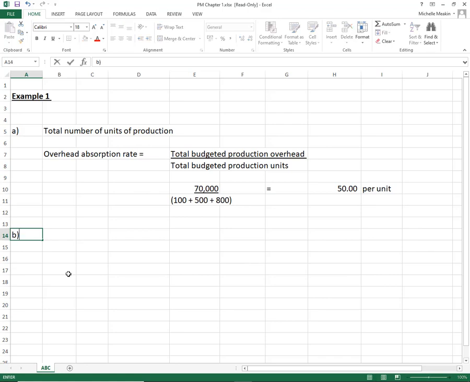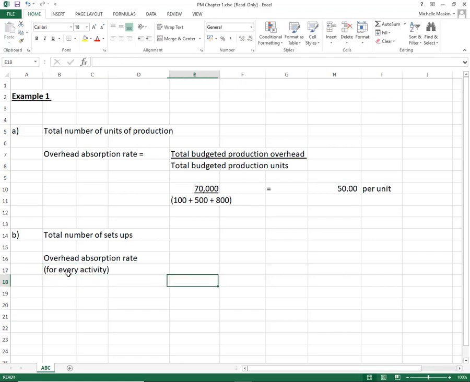However, we're looking at ABC now. So under B, you are asked to produce it based on the total number of setups. What this means is for ABC, you calculate an overhead absorption rate still. However, you are going to calculate the overhead absorption rate for every activity in the business. So you are still going to calculate that by taking your total budgeted production overhead. However, in this example, we are just purely going to be looking at setups.